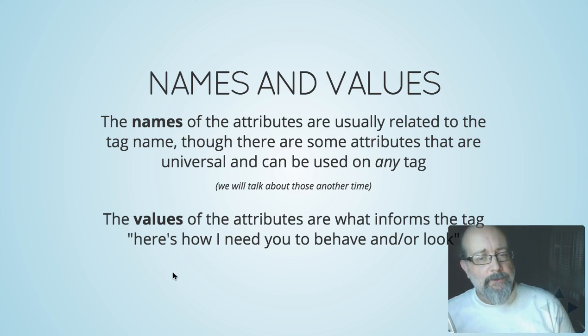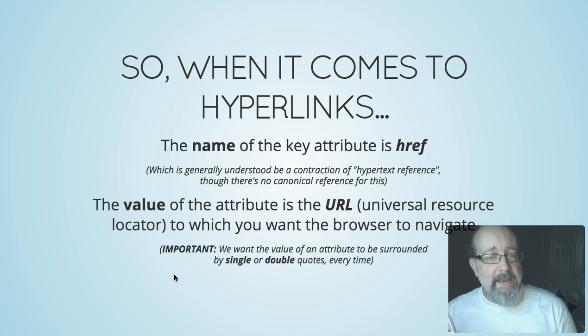The values of the attributes are what actually tells the tag, here's how I need you to behave, or look, or render. Basically, in telling that little tag, here's the information you need to be able to do your job. So when it comes to hyperlinks, the name of the key attribute is href, in this case for a link, which generally is understood to be a contraction of the words hypertext reference, but there's no dictionary you go to that absolutely says this is the right answer. And the value of the attribute is the URL.